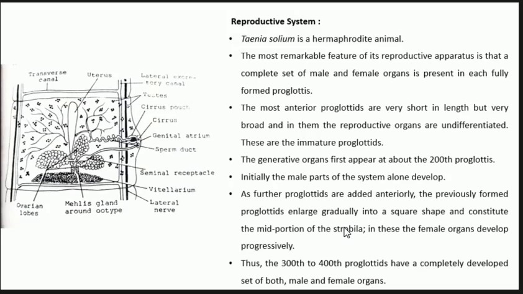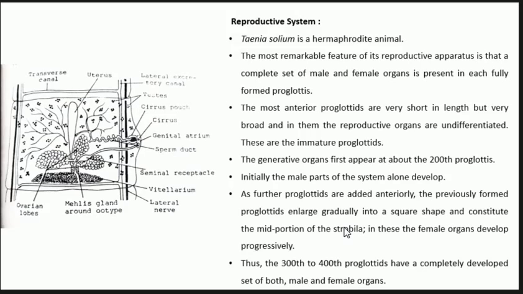So most anterior proglottids are very short in length but very broad, and in them the reproductive organs are undifferentiated. These are called immature proglottids. So the generative organs first appear at about the 200th proglottid initially, then the male parts of the system alone develop, then further proglottids are added.